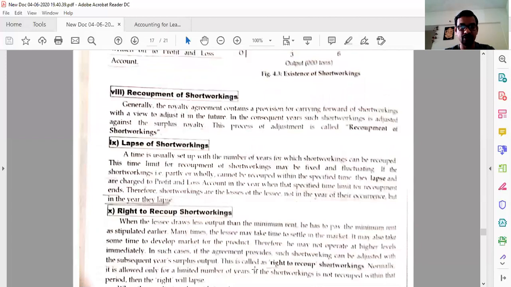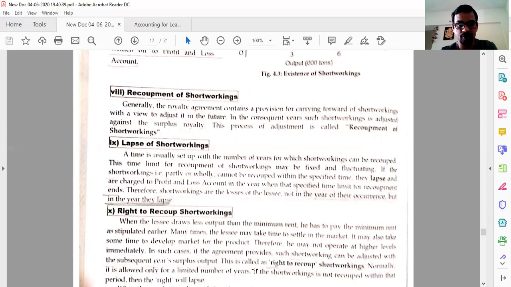Now, recoupment of short working. Generally, the royalty agreement contains a provision for carrying forward of short working with a view to adjust it in the future. In the consequent years, such short working is adjusted against the surplus royalty. This process of adjustment is called the recoupment of short working. So, whenever there is a surplus in the royalty, at that time these short workings are adjusted, and it is called the recoupment of short working.